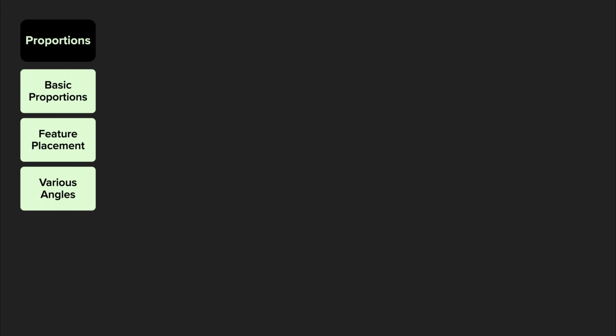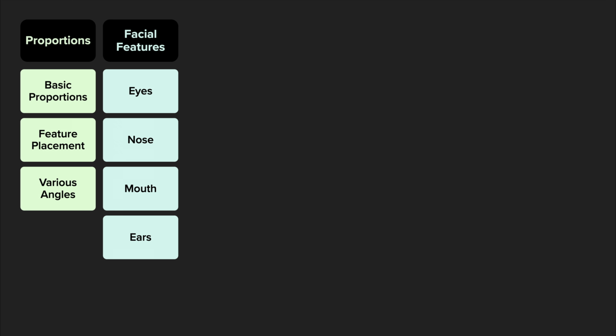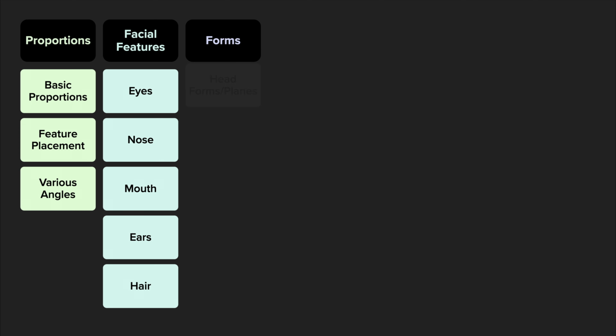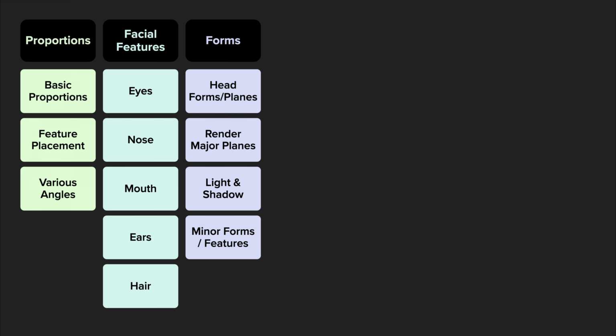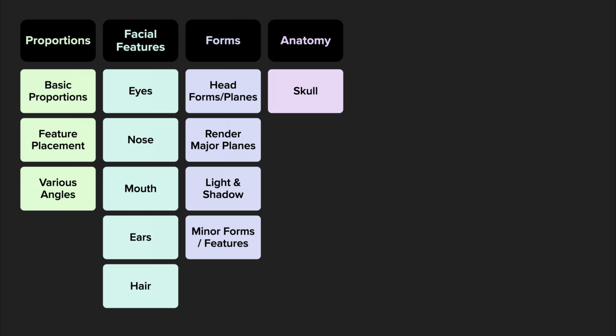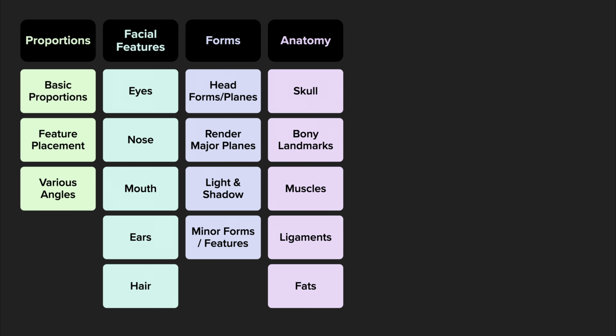Then moving on to the individual facial features, the eyes, nose, mouth, and ears, and variations in those features. And then the hair, which is a skill in itself. Then moving on to forms, the form and planes of the face, how to render the major forms and planes, how light hits those planes, and the minor forms in constructing the features. And then anatomy, starting with the skull, which helps to define the structure and major proportions of the head. I want to know the bones and the bony landmarks, or the parts that you can see from the surface. Next, we have facial muscles, where they connect and how they deform, and what other ligaments and fats also define the details of the face.